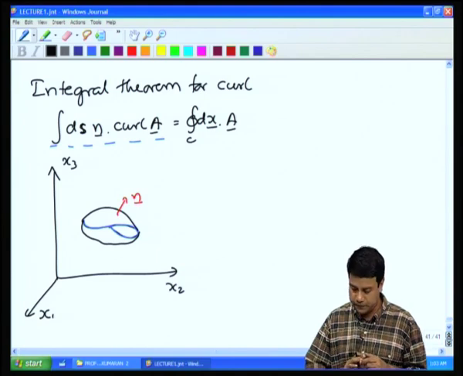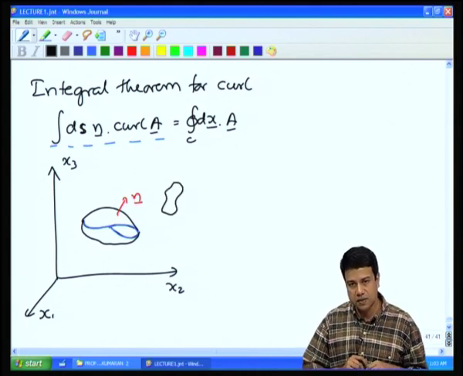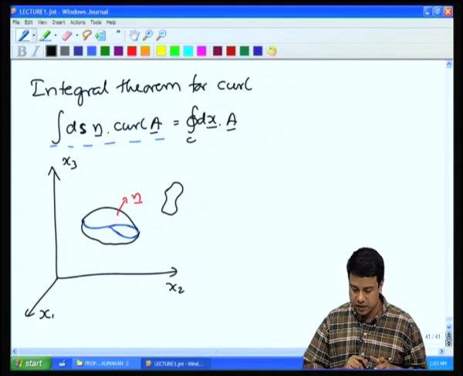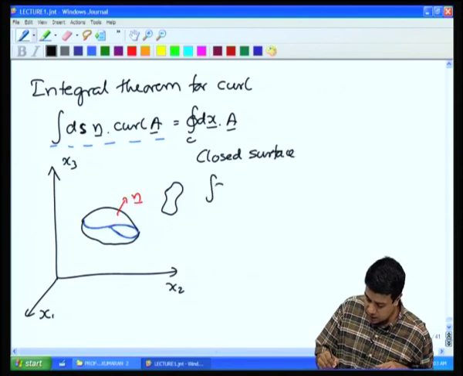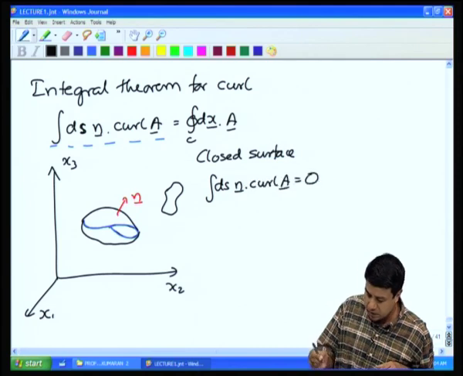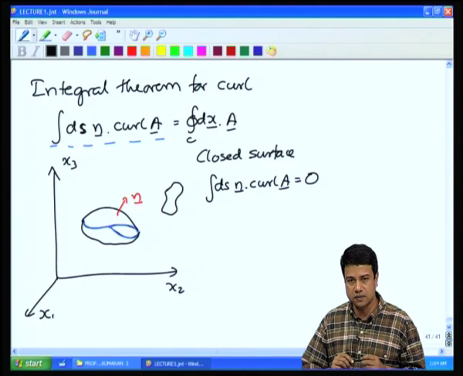Second consequence, if I had a closed surface, it has no perimeter. The perimeter of a closed surface is basically a point. That means for a closed surface, the integral over the surface of n dot curl A has to be equal to 0. For any closed surface, the integral over the surface of ds n dot curl A has to be exactly equal to 0.